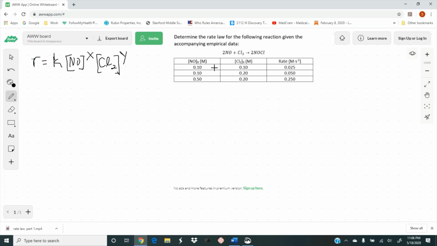One thing you're going to notice in this information is that we've varied the concentrations each time we did the experiment. We'll call this one experiment 1, experiment 2, and experiment 3. Experiments 1 and 2 have the same concentration of NO. So we're going to keep the concentration of NO the same, and we're going to vary the concentration of Cl2.